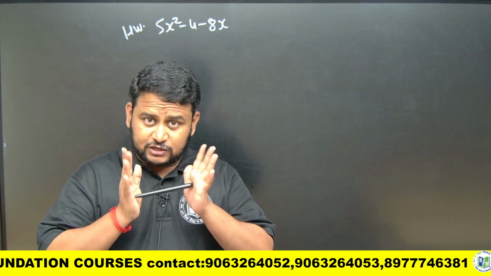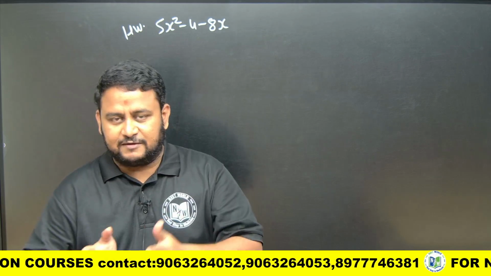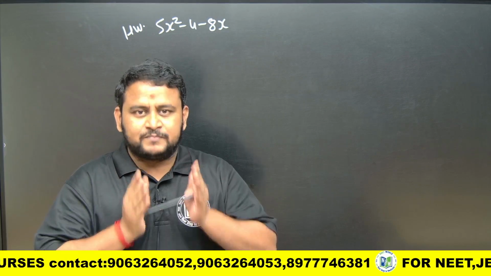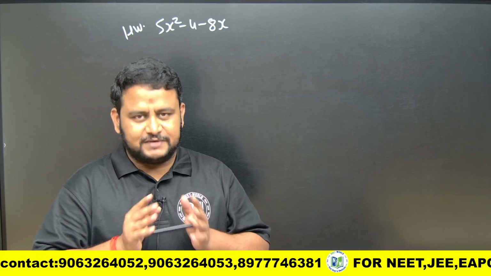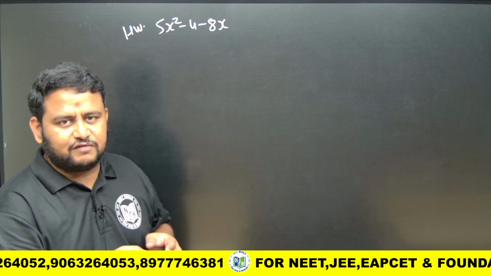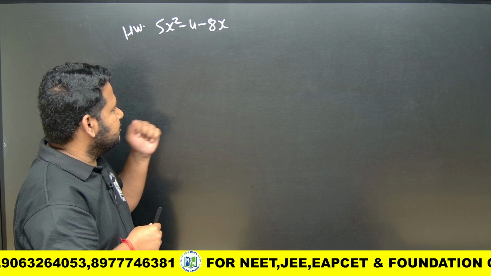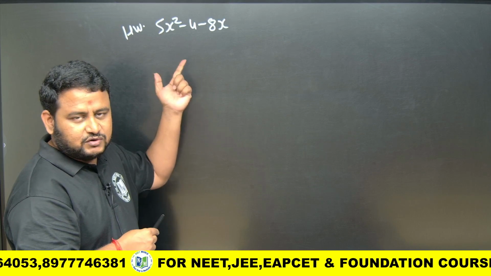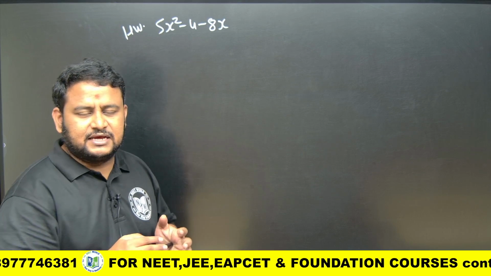Verification. First thing what you have to do? Verification. Don't directly jump to the formula. First write down the standard form, that is what? Ax square plus bx plus c, and write down this equation. If you write down this equation, you will get the values of a, b, c. Here a is equal to what? 5, b is equal to what? Minus 4, c is equal to what? Minus 8.